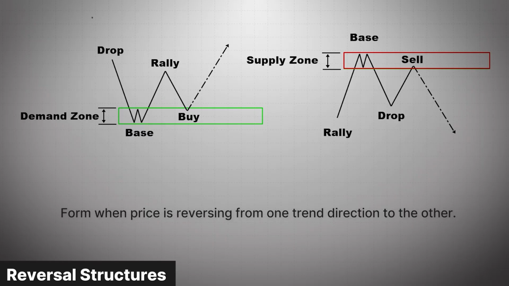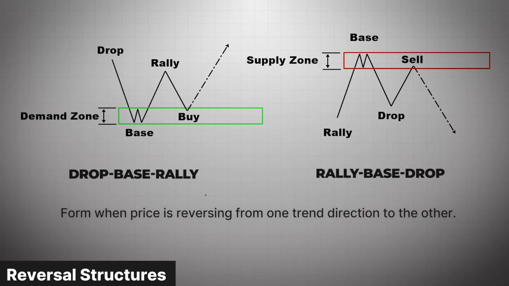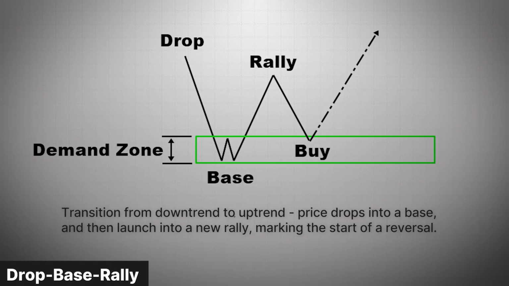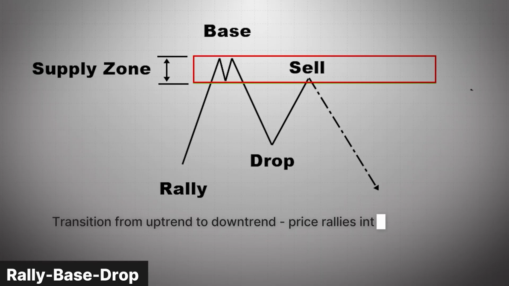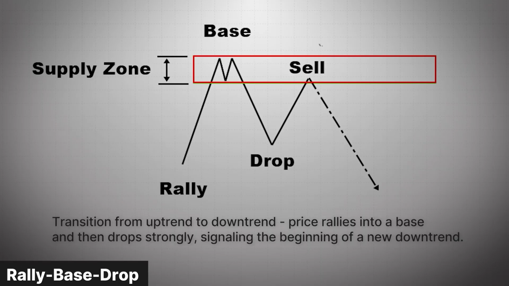Reversal structures form when price is reversing from one trend direction to the other. These are your drop-base-rally and rally-base-drop patterns. So in a downtrend that's starting to lose steam, you might see price drop into a base and then launch into a new rally, marking the start of a reversal. And in an uptrend that's starting to turn around, you'd see a rally, a base, and then a strong drop, signaling the beginning of a new downtrend.